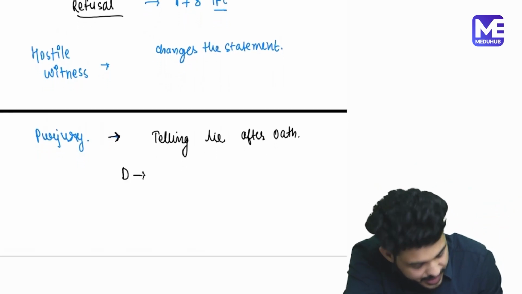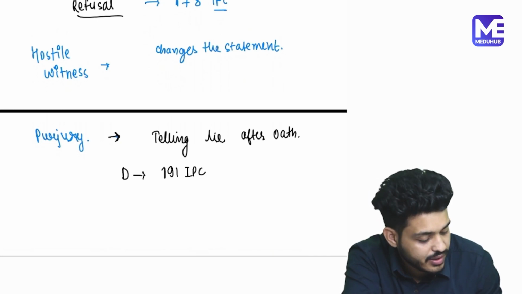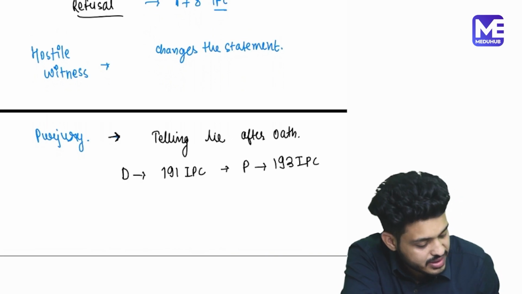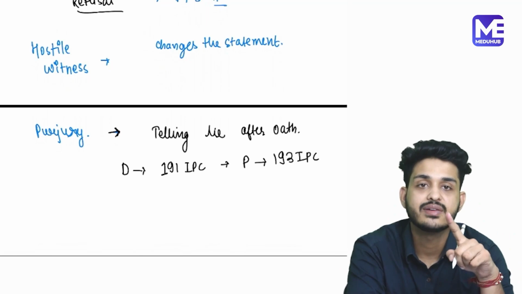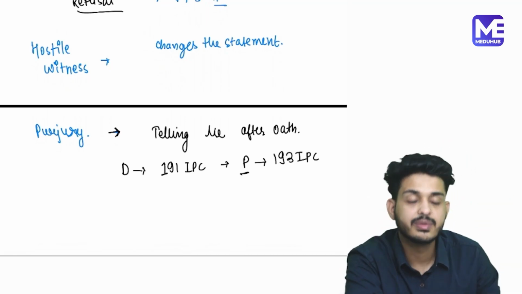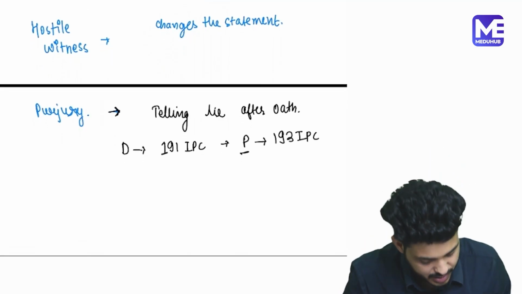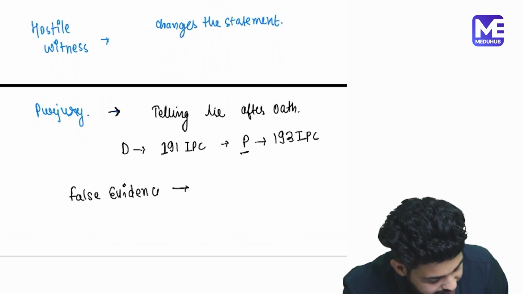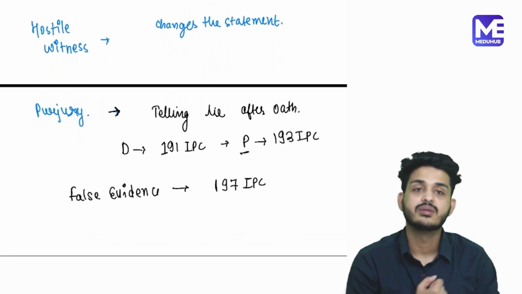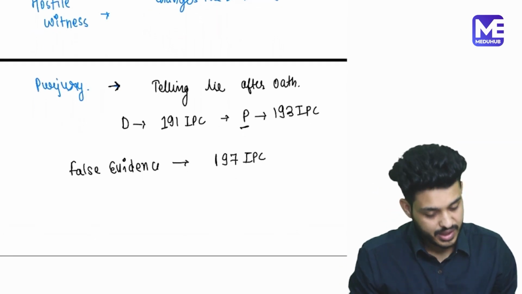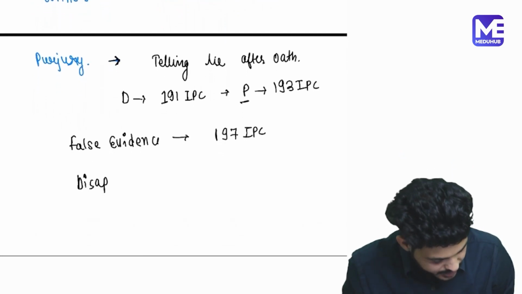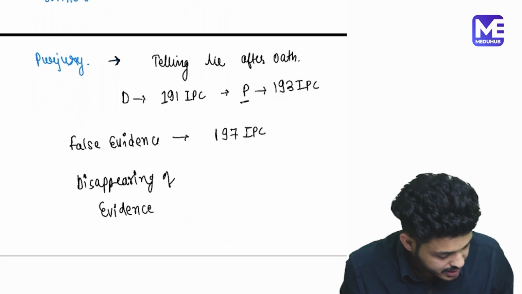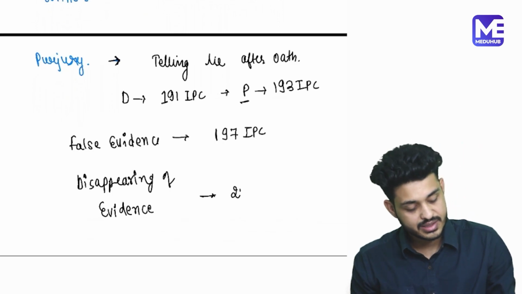The definition is given in 191 IPC and the punishment is given by 193 IPC. This is the rule of four you need to remember: definition in 191 IPC for perjury, and punishment in 193 IPC. Now, if someone has presented false evidence, it will be considered under 197 IPC. Next is disappearing of evidence, and that will be considered in 201 IPC.